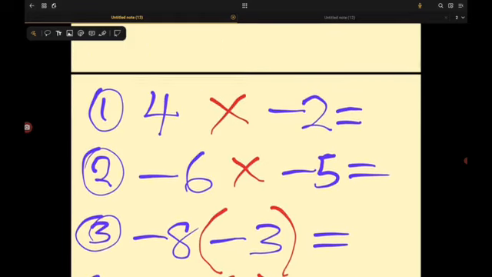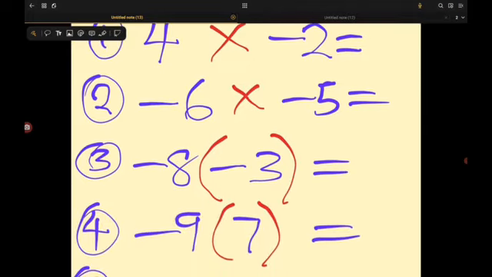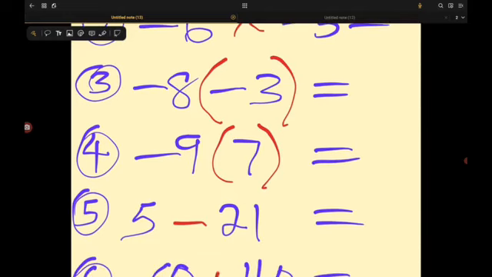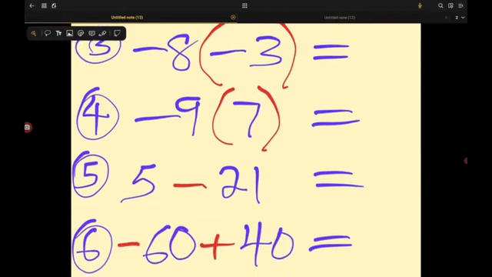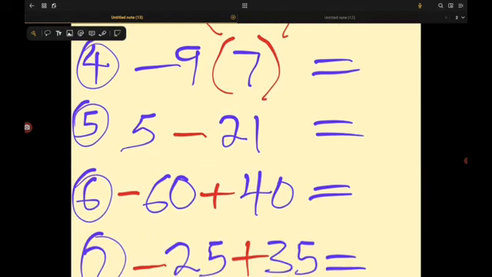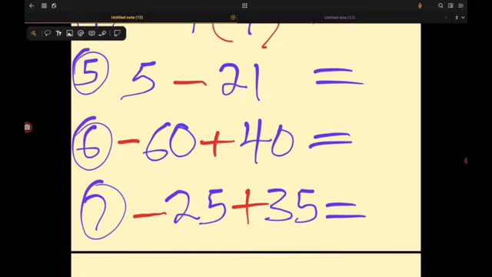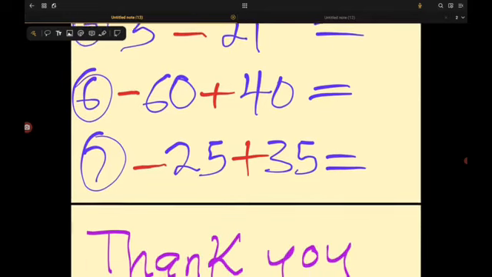So these are the questions. Number 1: 4 times minus 2. Number 2: minus 2 times minus 5. Number 3: minus 8 times minus 3. Number 4: minus 9 times 7. Number 5: 5 minus 21. Number 6: minus 60 plus 40. Number 7: minus 25 plus 35.